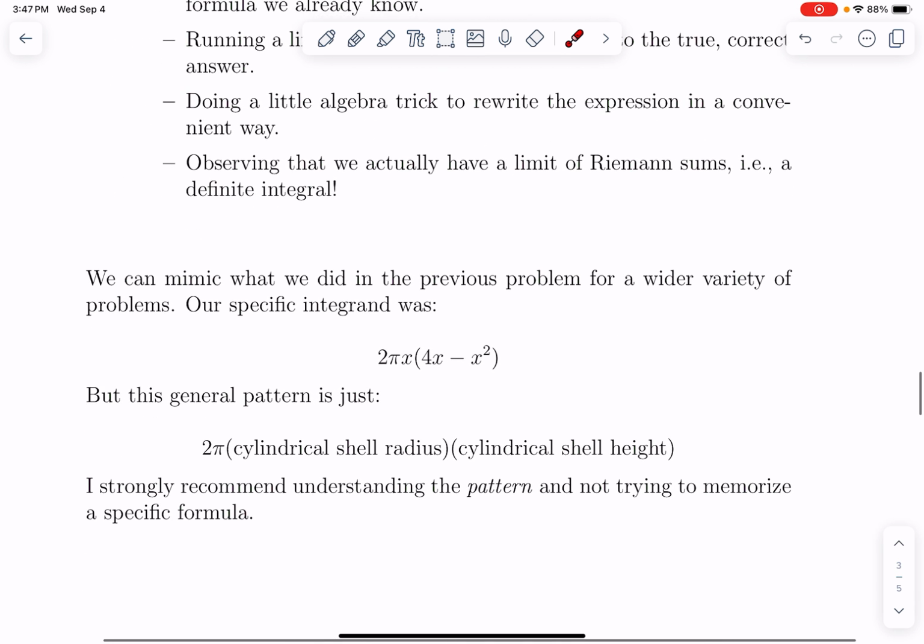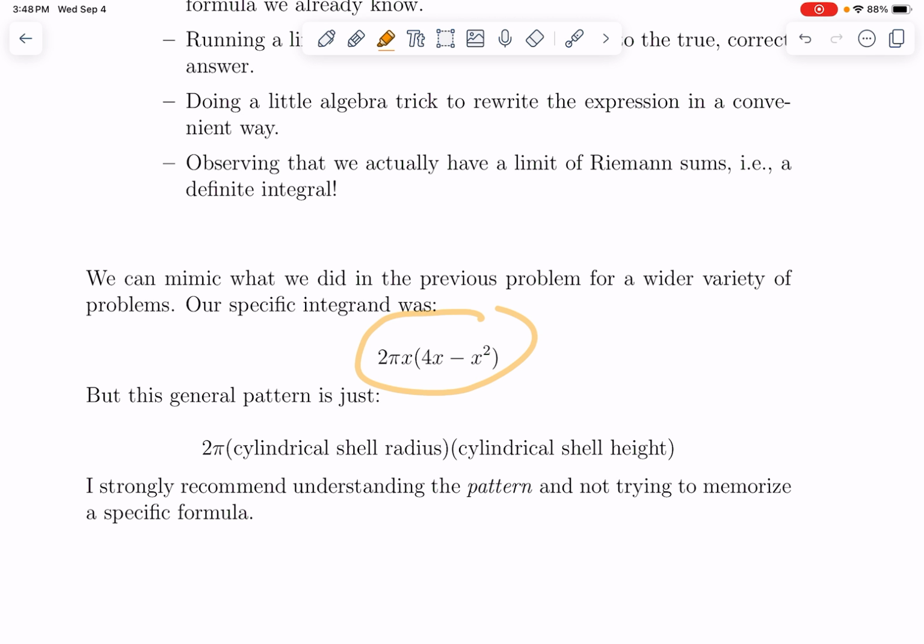And what we did before, we can mimic for anything that is round like this, if we can measure the functions fairly easily. Our specific integrand before looked like that. But don't get caught up on a particular formula. Just imagine the little cylinders, and the area is always 2 pi times the radius of the cylinder times the height of the cylinder. In the example we did before, the radius was literally measured by x. The height was literally measured by 4x minus x squared, but maybe there would be some wrinkles. The pattern is better to understand than the formula.